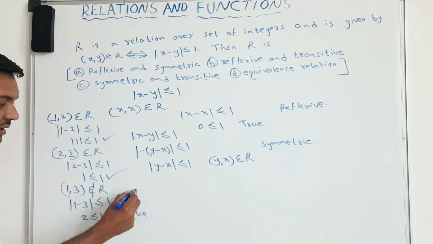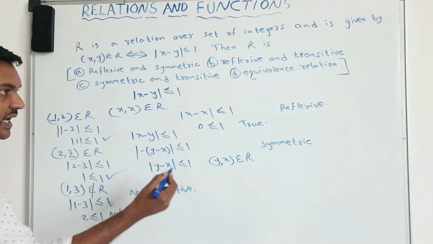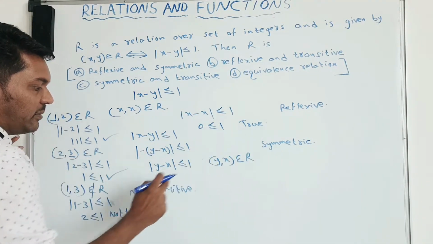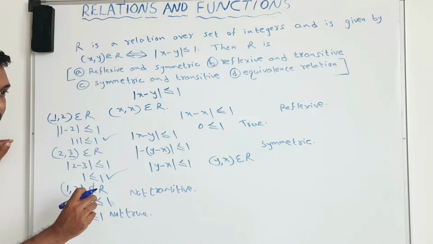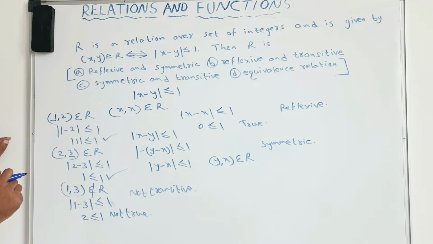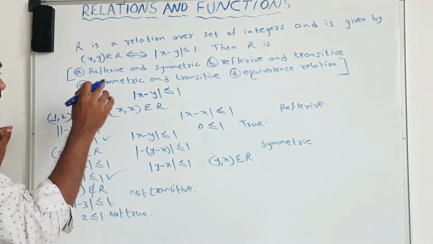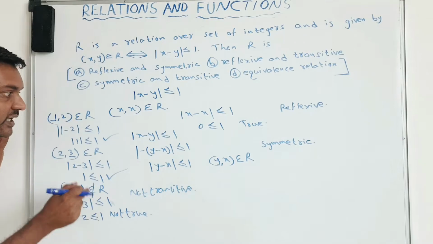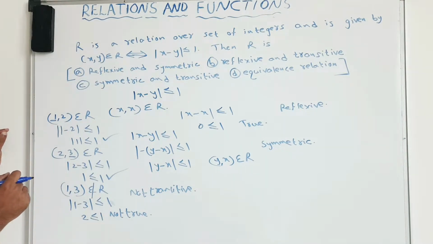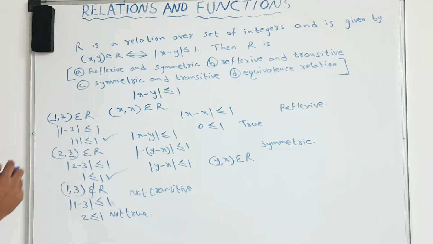So it is not transitive. So you got it as a reflexive and symmetric relation, but it is not a transitive relation. For disproving, one example is enough. But proving it should be generally true for all the elements of that set. But for proving that it is not transitive, one example is enough. So we understood it is reflexive and symmetric but not transitive. So our option A is the correct answer.